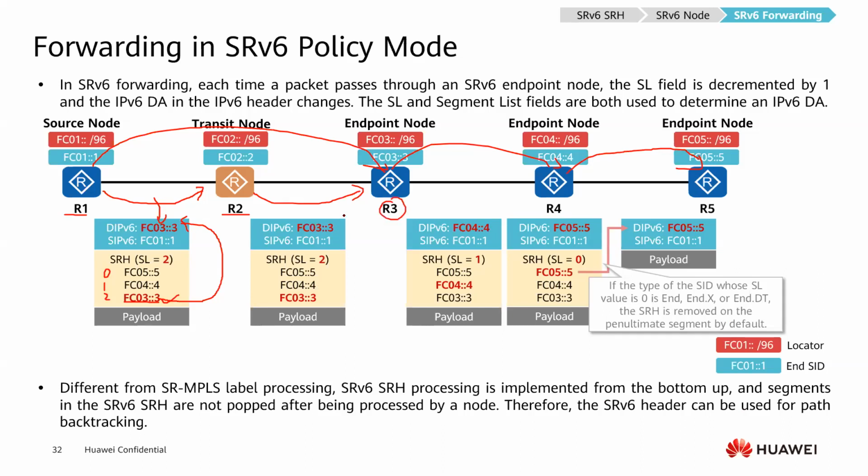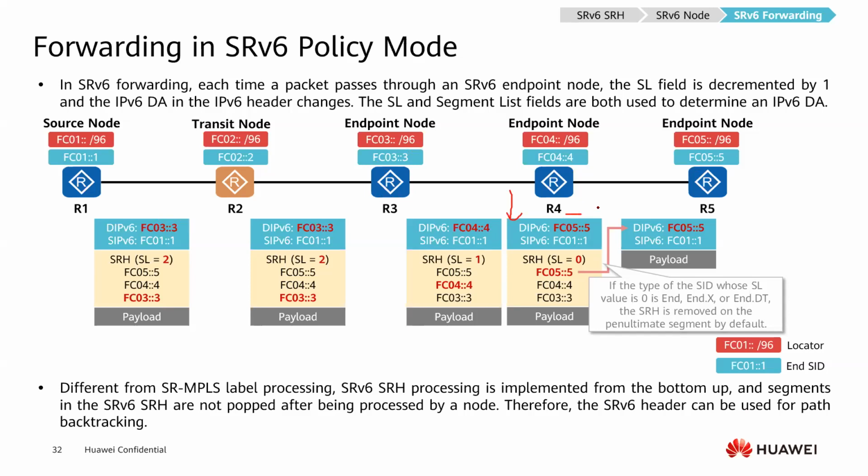R3 finds out the destination IPv6 address is R3 itself, so it reads the IPv6 header and finds out this is the SRH header. R3 will change the indicator from here to here, to FC04::4, and also put this segment into the destination IPv6 address. Then it sends to the next device. The next devices will basically do the same thing.